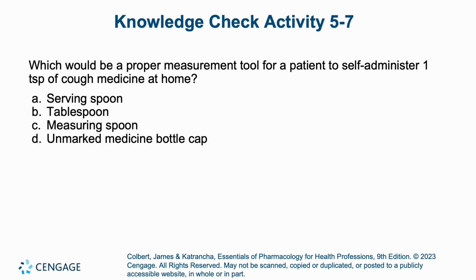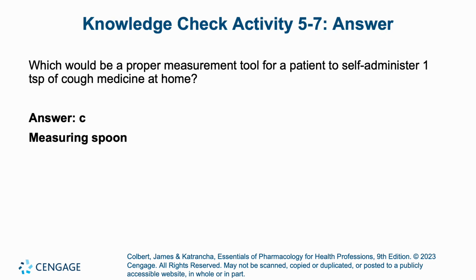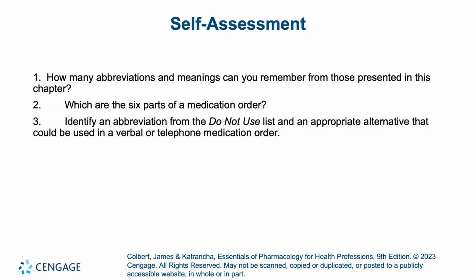Knowledge check. Which would be a proper measurement tool for a patient to self-administer 1 teaspoon of cough medicine at home? A, serving spoon, B, tablespoon, C, measuring spoon, D, unmarked medicine bottle cap. And the answer is C, measuring spoon.